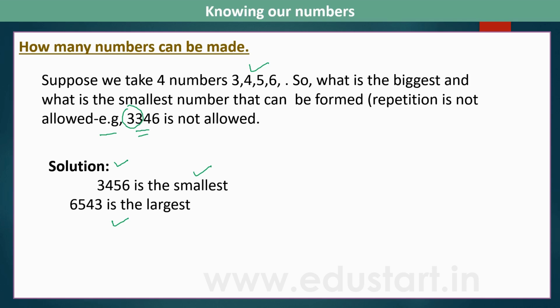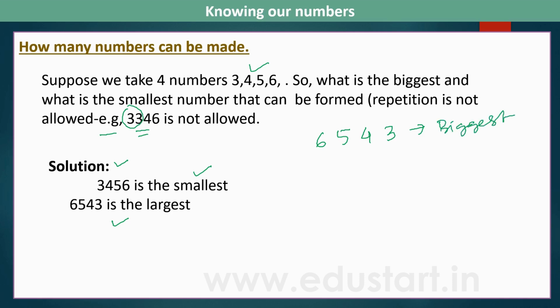Now what is the rule? When you get this type of question, make sure to put the biggest digit at the largest place to get the biggest number. So put 6 at the thousands place, then 5 in the hundreds place, then 4 in the tens place and 3 in the units place. So this is the biggest number.